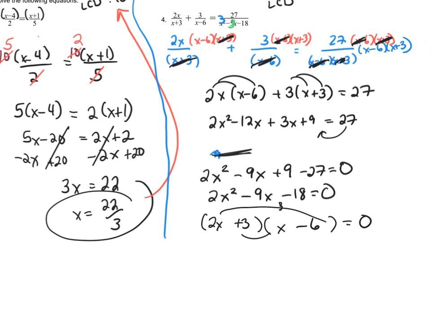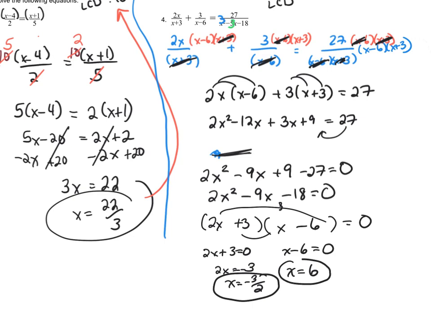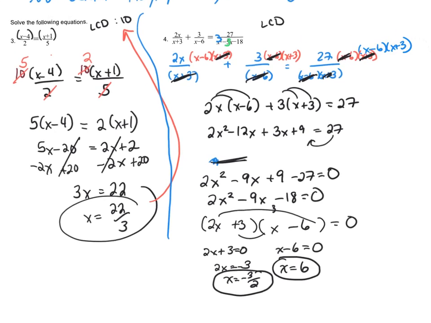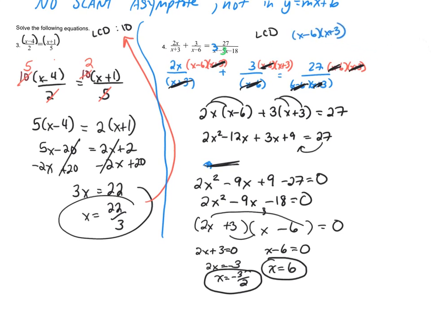So if I set those equal to 0, 2x plus 3 equals 0, x minus 6 equals 0. This one's simple, it'll give me 6. This one I subtract 3, and then I divide by 2. So my two solutions are negative 3/2 and 6. Probably. But don't forget, I have to plug these into the LCD and make sure it still works.